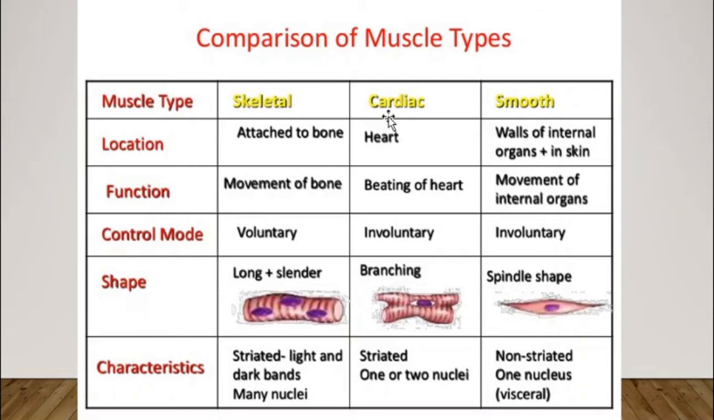Now let's proceed to the cardiac. Cardiac is located only in the heart. Its function is responsible for the beating of the heart. Control is involuntary. And the shape of the fiber is branching. Some references would say syncytial because it shows that it is irregular. At the same time, if you look deeper at the microscopic level, it is branching.